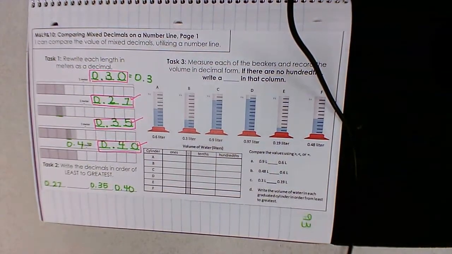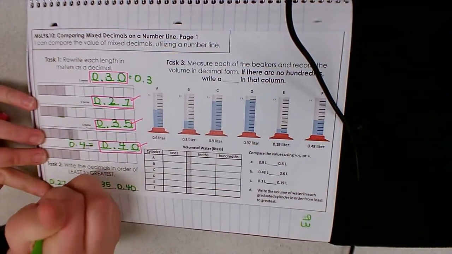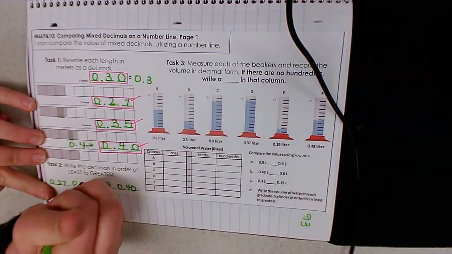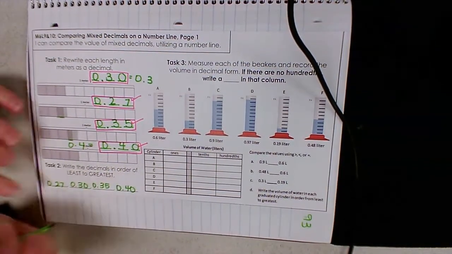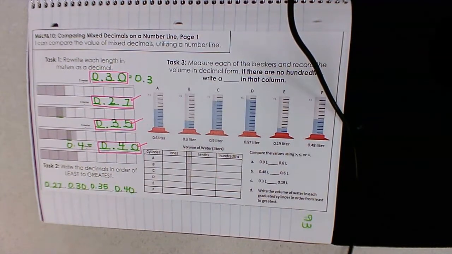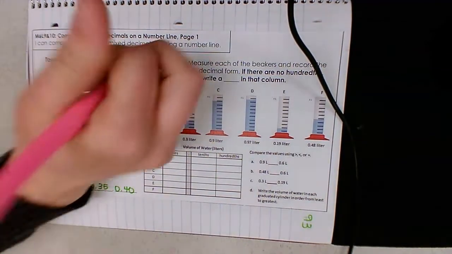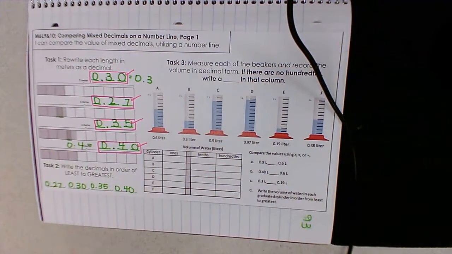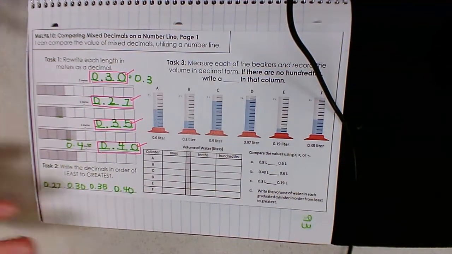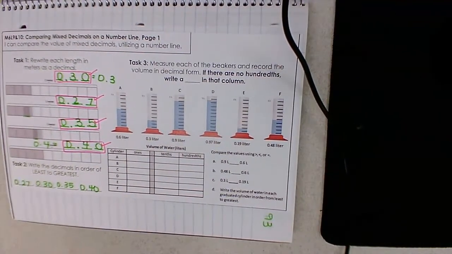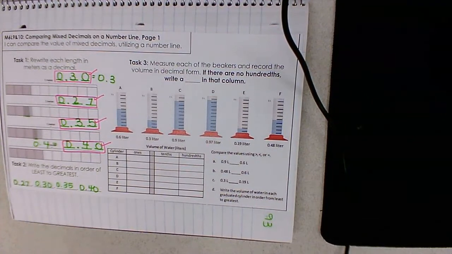Which means our second to last, or second to least, I should say, is 30 hundredths. We've completed the first 2 tasks on this page. Let's go over to task 3. Measure each of the beakers and record the volume in decimal form. If there are no hundredths, write a blank in that column.